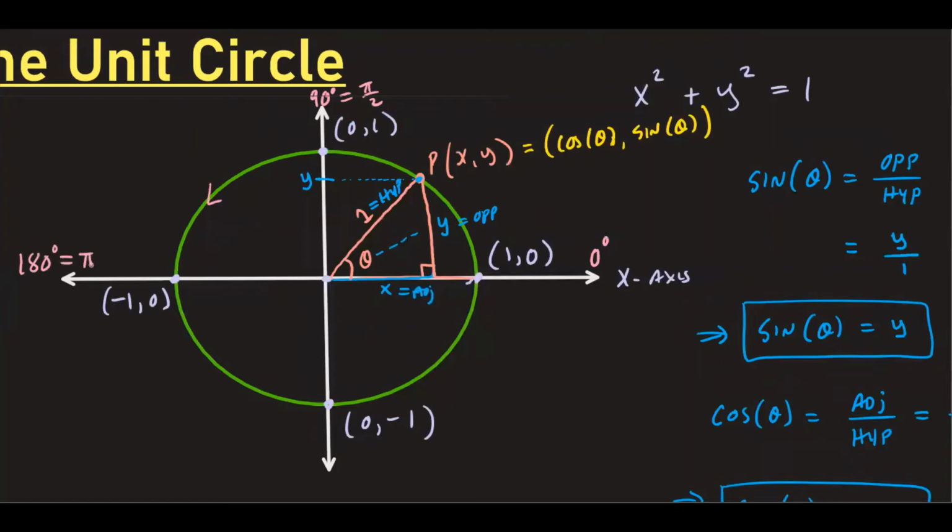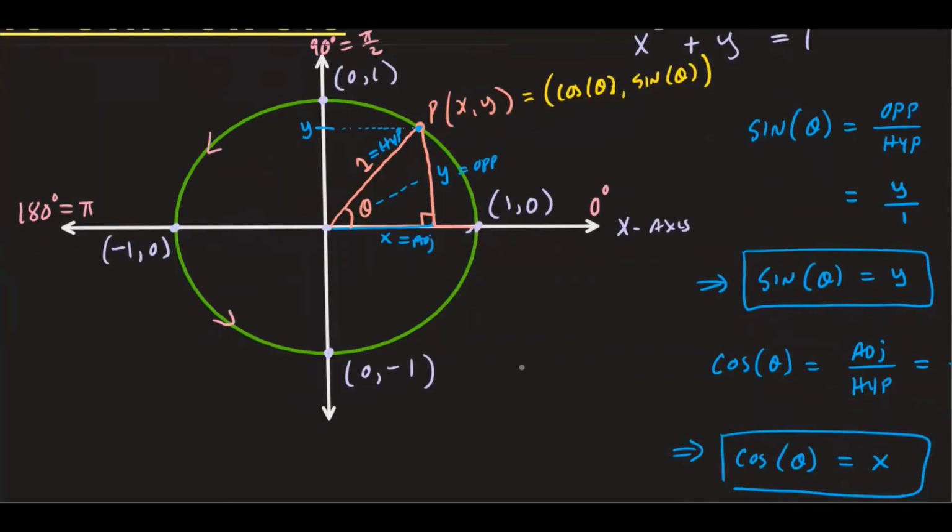is pi in radians, and keep traveling in this direction. Once we hit the negative y-axis, we're at 270 degrees, which is equivalent to 3 pi over 2 in radians. And then as we hit the point again, we're back to 360, which is equivalent to 2 pi. So once we have completed the entire circle, we have traveled 360 degrees.